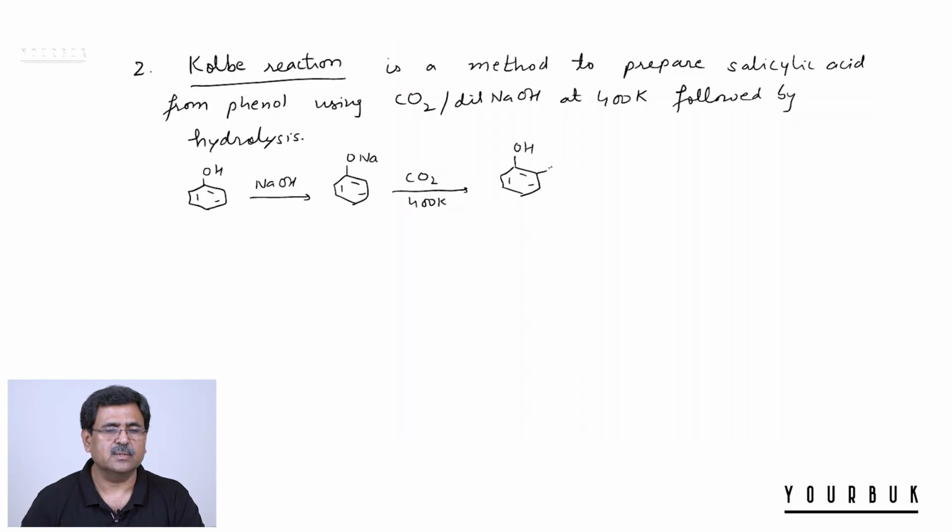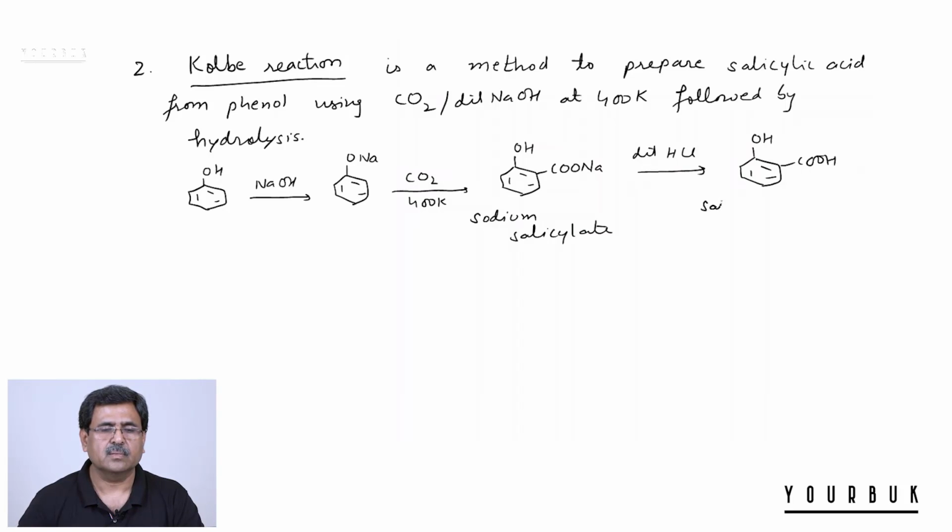Now, this is sodium salicylate. And sodium salicylate on hydrolysis with dilute HCl gives a final product called salicylic acid. Now, this is called salicylic acid, and it has a common name, orthohydroxybenzoic acid. The IUPAC name is 2-hydroxybenzoic acid.